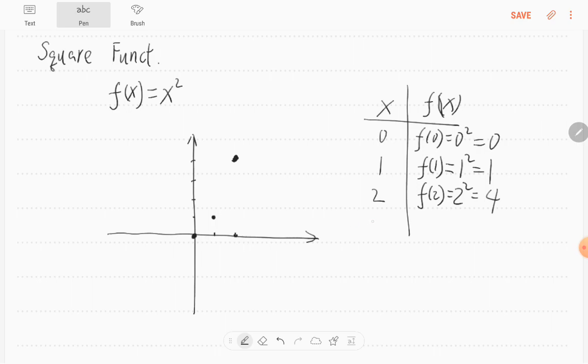So now let's look at how about x equals negative numbers. -1, f of -1, which is -1 squared, which is equal to 1. So when x equals -1, so it's here, it's equal to 1. When x equals -2, f of -2, which is -2 squared, which is 4 also. So -2 is here, 4, 1, 2, 3, 4, it's here. Right? Then we use some smooth curve to connect these points.